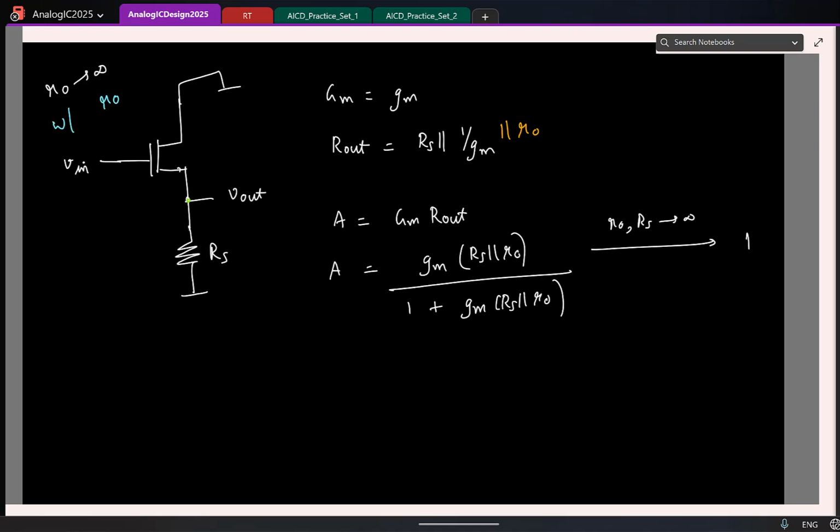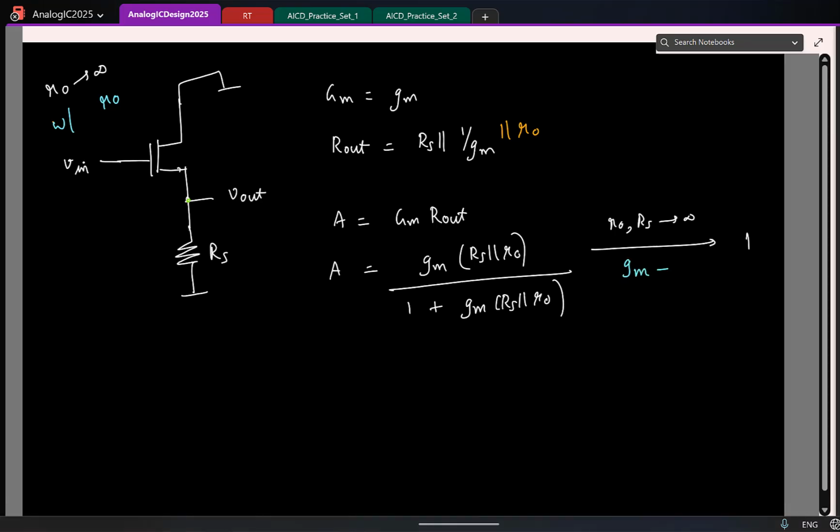Now let's try to make another observation. If I make Gm to infinity, what happens to the gain? That also becomes 1. So this is a new observation. Let's try to understand why this makes sense.